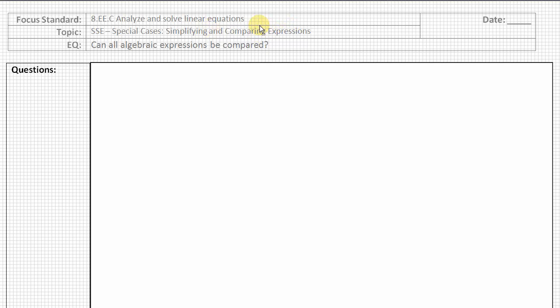And so please take a moment, pausing the video if you need to, to copy down the header. Be sure to include today's date, the question column, and the note column, and resume the video when you're ready to begin.